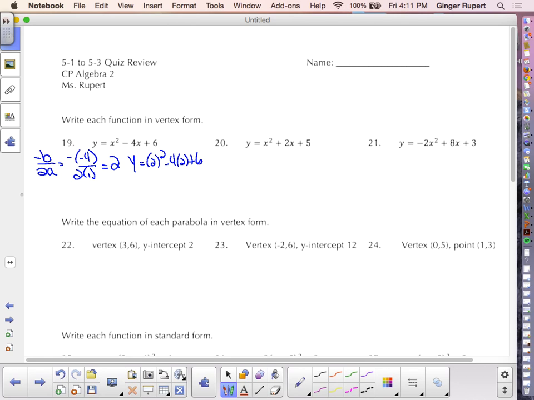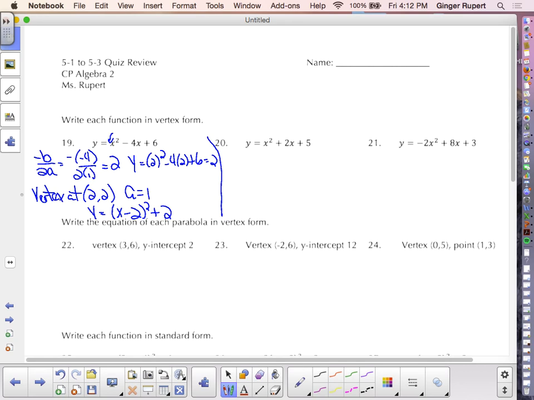Substitute that 2 in, and you'll get the y-coordinate. In this case, the y-coordinate is 2. So you have a vertex at 2, 2. You know that your value of a is equal to 1 because there is nothing in front of that x squared. So writing this in vertex form becomes y is equal to x minus 2 squared plus 2.